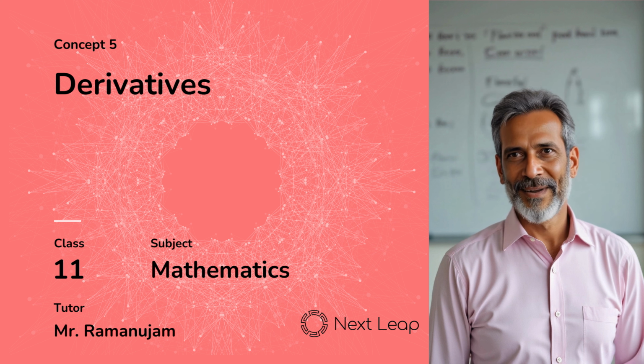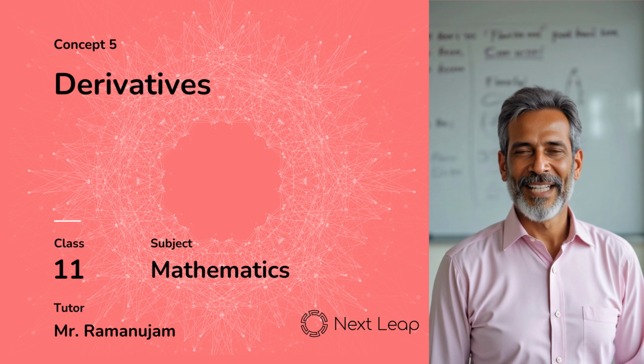Let me repeat that slowly. f'(a) equals limit h tends to 0, bracket f(a + h) - f(a) close bracket divided by h.